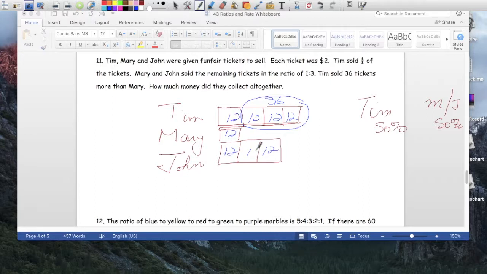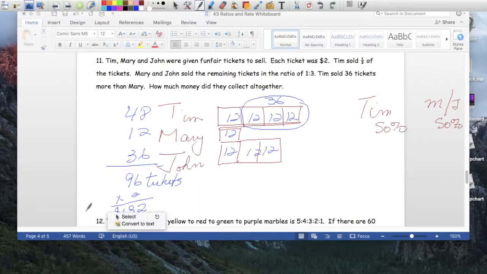And we want to know how much money they collected altogether. Well, let's find out the number of tickets. So Tim sold 48 tickets. She sold 12. He sold 36. So we're total 96 tickets sold together. And we know that each ticket was $2. 96 times 2 is $192, so $192 were earned by both of them.